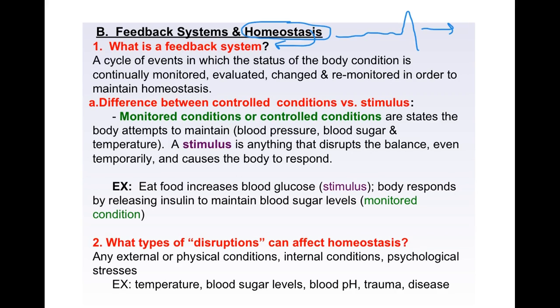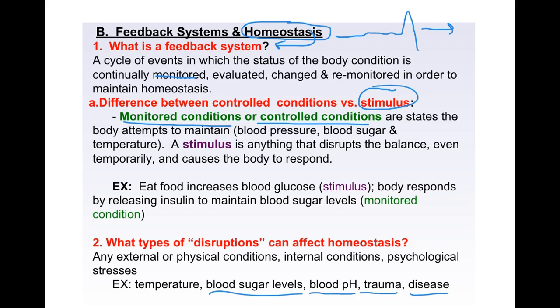Feedback. It's basically a lot of cells, organs, and structures in your body constantly monitoring what's going on in your body. They're monitoring everything from temperature, blood sugar levels, and blood pH. Hey, is there a disease? Is there any trauma? Have you been hurt some way? Well, the body's always monitoring that. And those are called monitored conditions or controlled conditions. And that's always in response to some sort of stimulus.